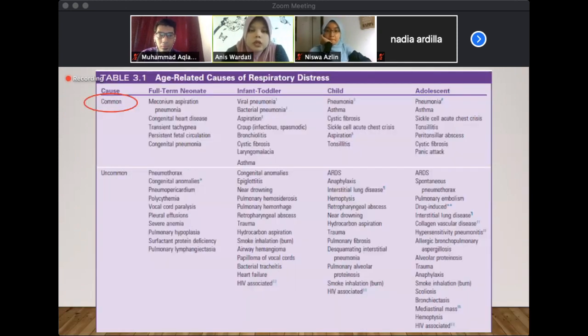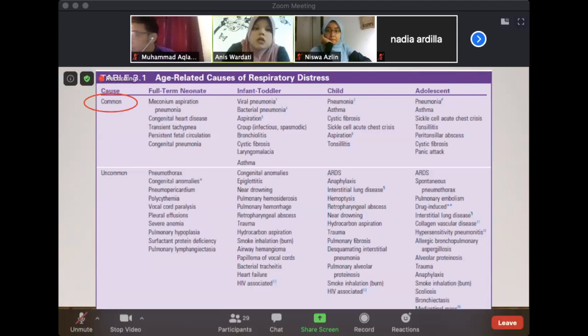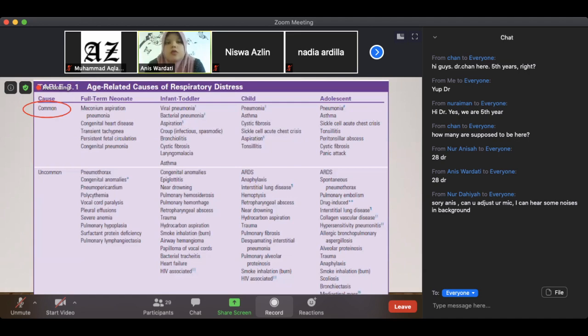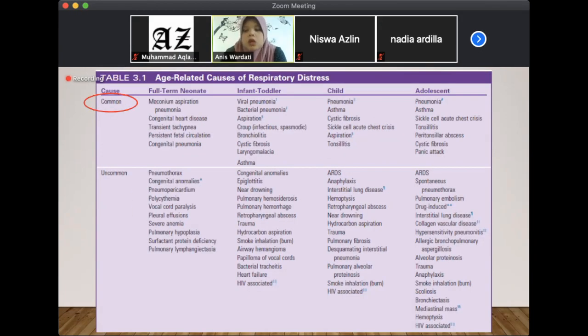The causes of breathlessness or respiratory distress are divided by age and anatomy. The age-related causes can be divided into full-term newborn, infant to toddler, children, and adolescents. We focus on the common causes. There are a lot of them, but for full-term newborns, the most common is meconium aspiration pneumonia. For infants and toddlers, the topmost are viral pneumonia, bacterial pneumonia, and aspiration. For older children, pneumonia and asthma are the common causes of respiratory distress. The same goes for adolescents.